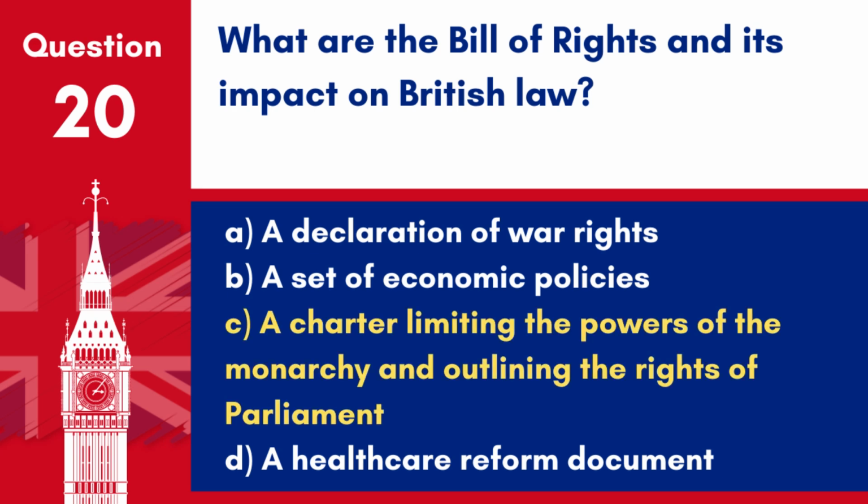Answer: C. A charter limiting the powers of the monarchy and outlining the rights of Parliament. The Bill of Rights in 1689 played a crucial role in shaping the constitutional law of the UK, strengthening the rights of individuals and the power of Parliament over the monarchy.